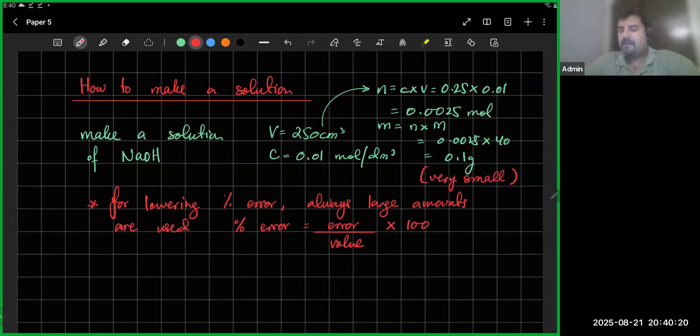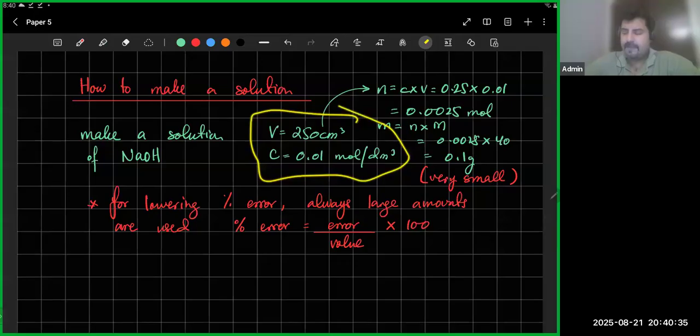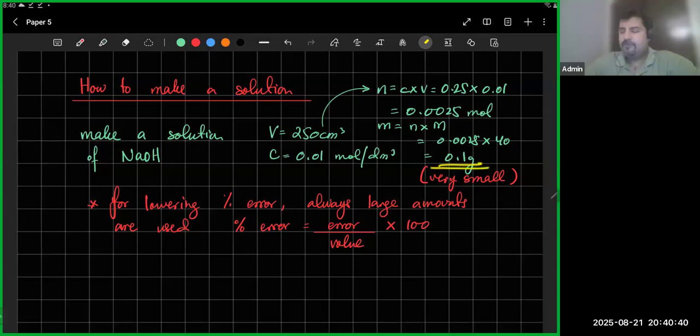So we've got an issue, which is that the percentage error is going to be very high. Imagine you're going on a top pan balance and you're trying to measure a very tiny quantity of NaOH. That's impossible. This is the amount of NaOH that is required to make this solution. Okay? So the trouble is you don't actually make this solution. You don't go and make a solution with 0.1 gram of NaOH. What you do is you multiply it by 10, or you use a larger quantity.